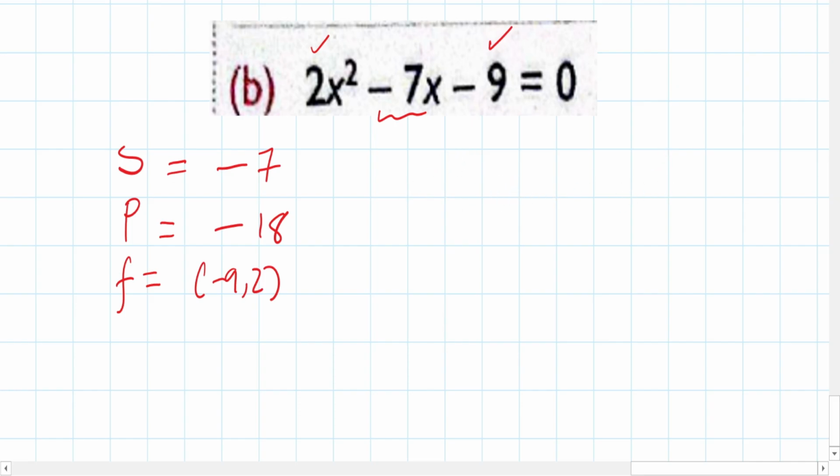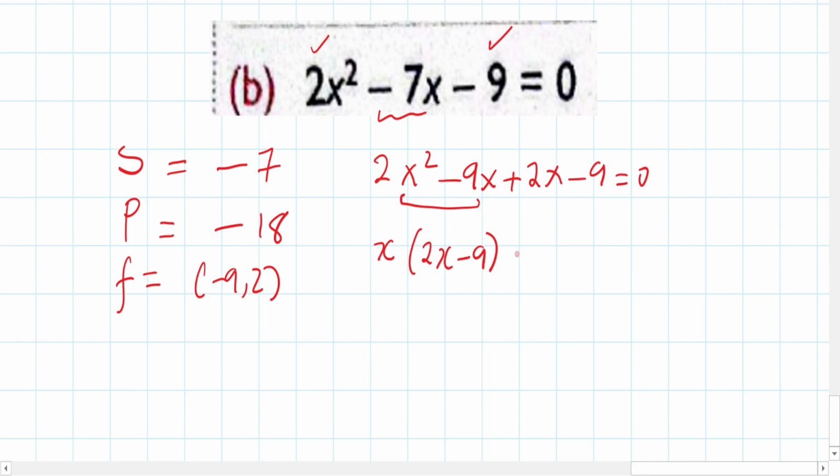So what you do is the m and n rule. That is, you take negative 7 and branch it into negative 9 and 2. So 2x squared, the negative 7 is branched into negative 9x plus 2x minus 9, which is equal to 0. Then you factorize the first group and the second group. The first group's common factor is x, into bracket 2x minus 9. And then for the second group, the common factor is just 1, and you get the same thing, 2x minus 9, which is equal to 0.